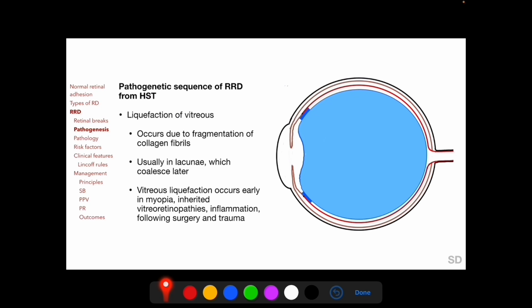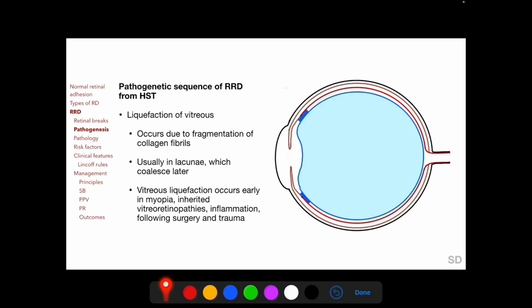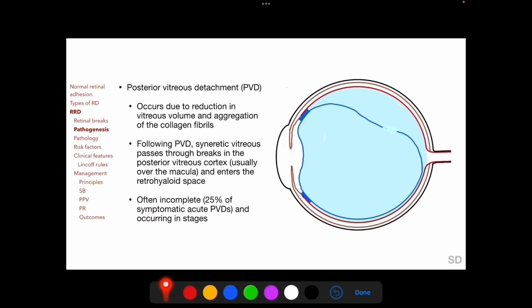We had discussed the pathogenetic sequence of the most common form of RRD, that is RRD from HST, in the previous session, and we'll go through it once more here. The initial event in the pathogenesis of RRD from HST is liquefaction of vitreous, which occurs due to fragmentation of collagen fibrils and which initially occurs in several lacunae within the vitreous cavity, which later coalesce together. Vitreous liquefaction occurs early in myopia, inherited vitreoretinopathies, ocular inflammation, and following surgery and trauma, and these are all risk factors of RRD.